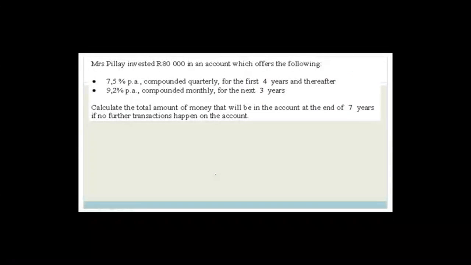Okay, next question. It says, Mrs. Pillay invested 80,000 Rand in an account which offers the following.